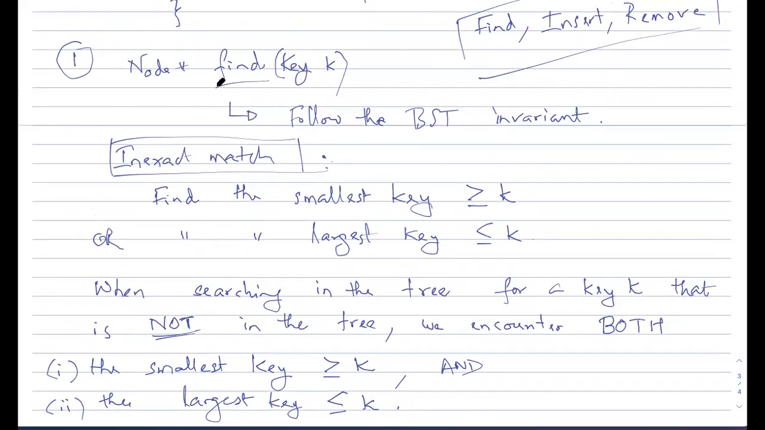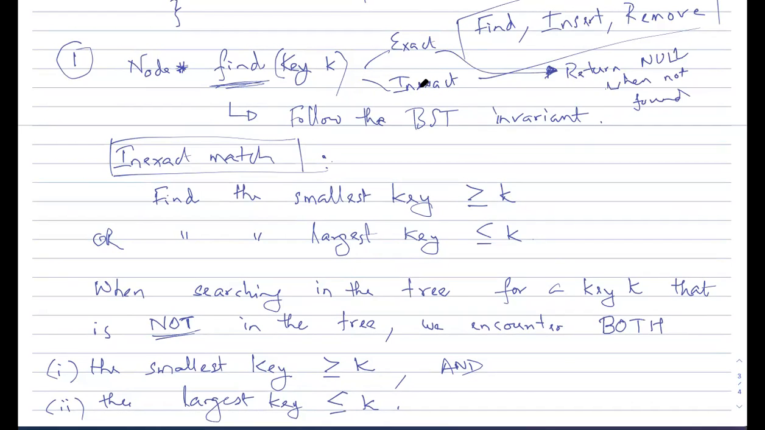So this find can have two varieties, right? Either you're finding for an exact match or an inexact match. If you're looking for an exact match and you don't find something, it's going to return a null pointer. So this is going to return null when not found, when you're looking for an exact match, correct?